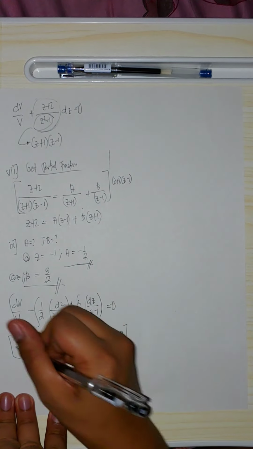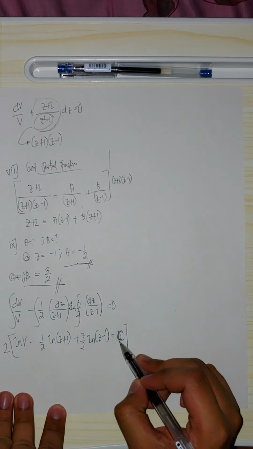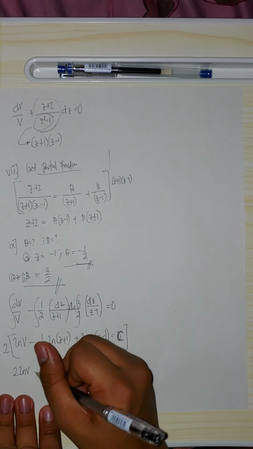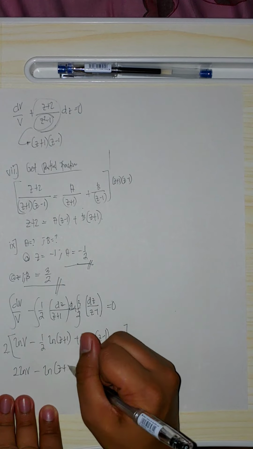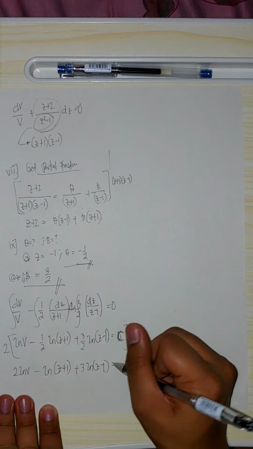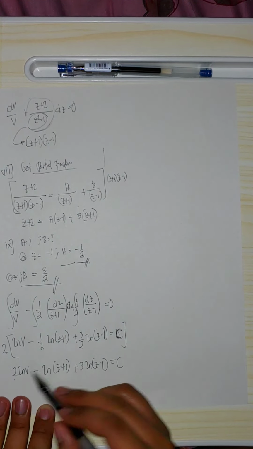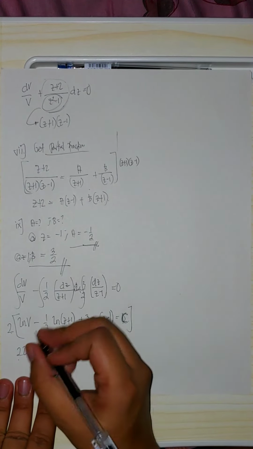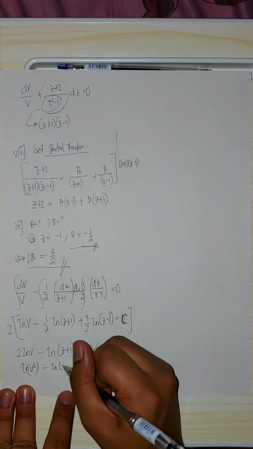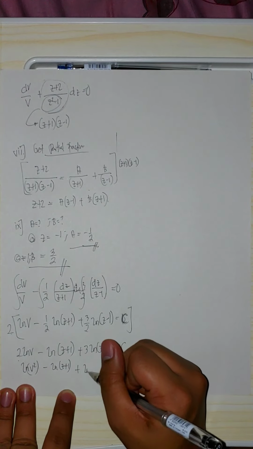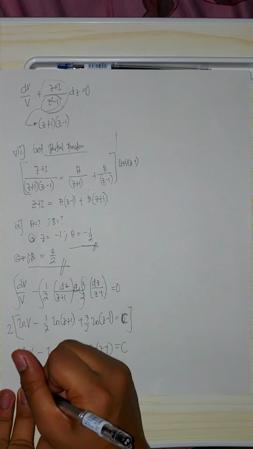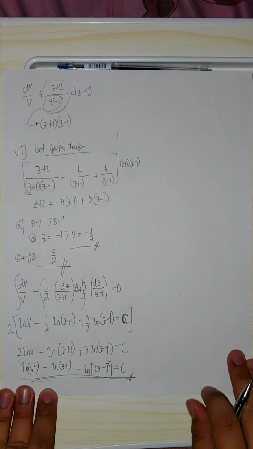Multiplying the whole equation with 2. Since it is a constant, we don't need 2c, just c. We have 2 ln v minus ln z plus 1 plus 3 ln z minus 1 equals c. These are exponents or powers of the logarithms. So we have ln v squared minus ln z plus 1 plus ln z minus 1 cube equals c. This is not yet our final answer.